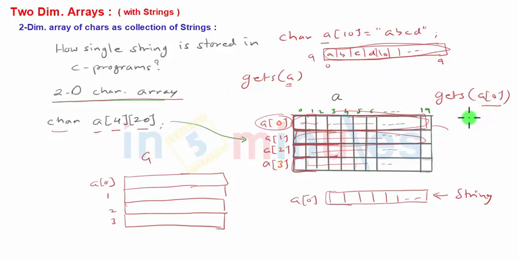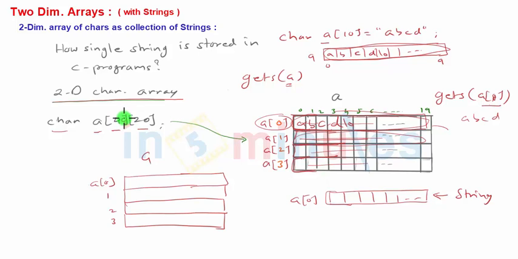Suppose the input value is ABCD, then that will be stored into A[0][0], A[0][1], A[0][2], A[0][3] and then a null character. In the same way I can input data for A[1], so it will be stored in that string and so on. So we can use a 2D array of characters as a collection of strings. In this I can store 4 strings.